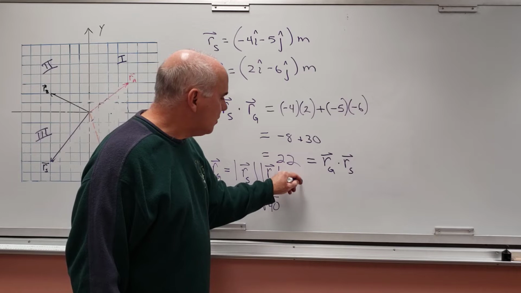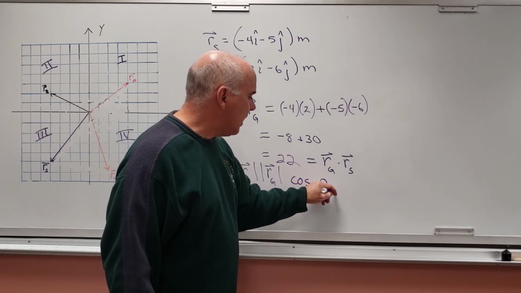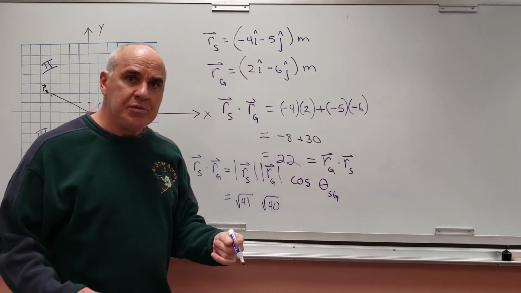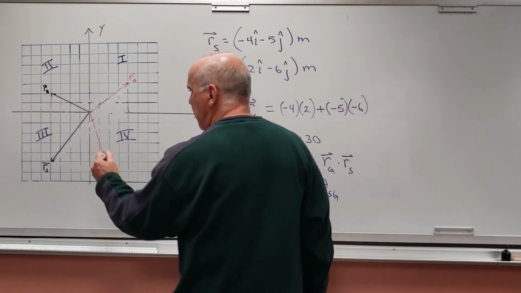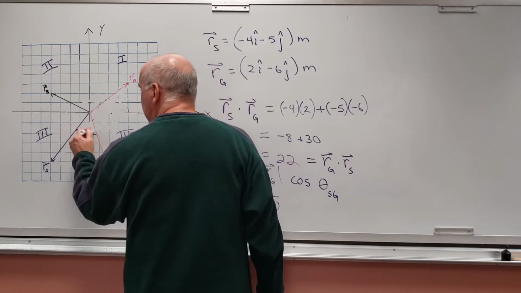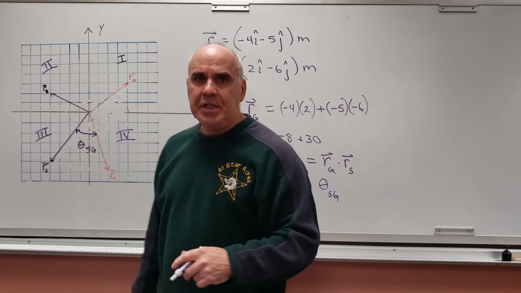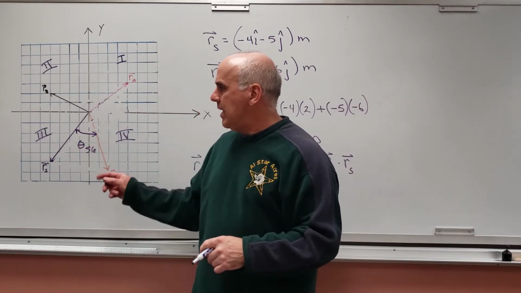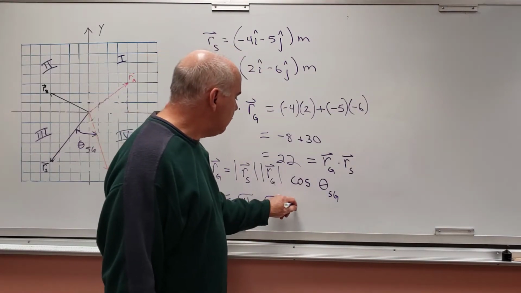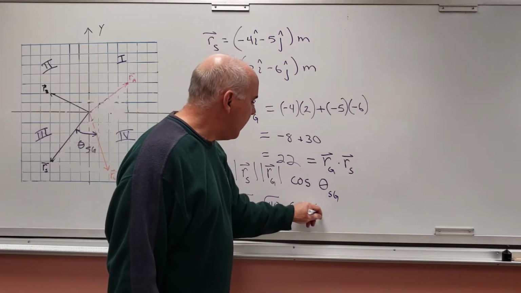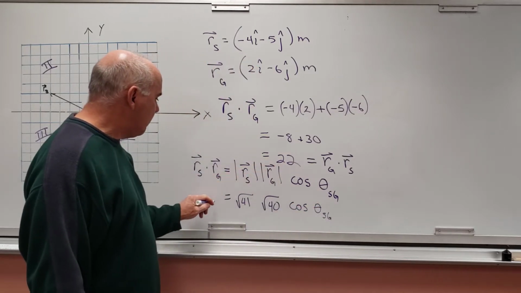Then times the cosine of the angle between those two vectors. And so I'm just going to write theta SG, the cosine of the angle between Shelby and Grayson. So if I go back onto this map, that's this guy right here. This is theta SG. That's the angle between Shelby and Grayson. I don't know what that angle is right now, but it's going to be the cosine of the angle between Shelby and Grayson. But remember, the dot product is 22.